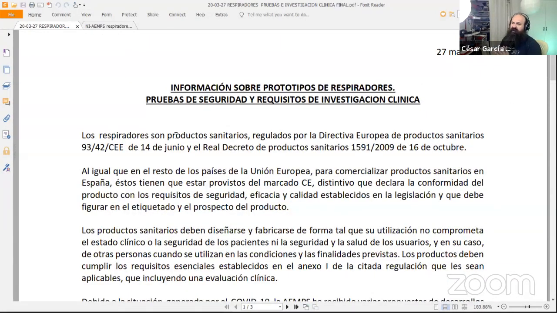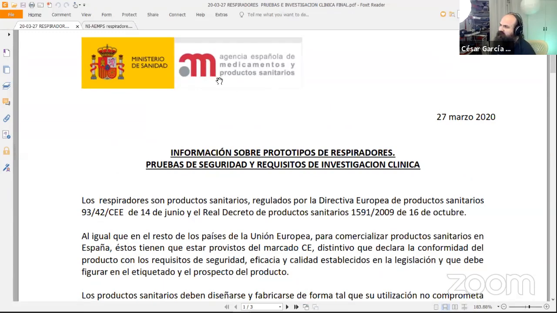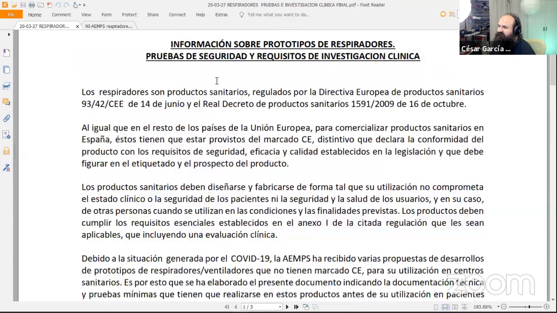I think that this cannot be translated to other places like this. I know the FDA has just released also some information about how to do this. This is from the 17th of March from the Spanish. This is just in Spanish, but I will do a kind of live translation.